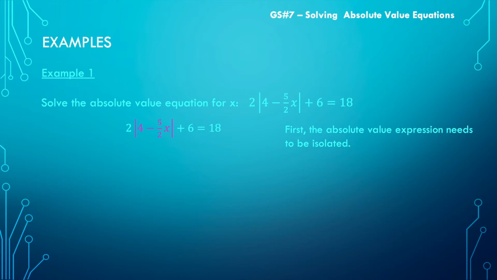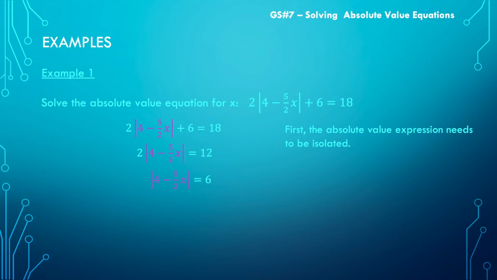So we would employ the skills that we normally do. We would get rid of that 6 first and the 2 second. So we would subtract 6 from both sides, and that would give us 2 times the absolute value of 4 minus 5 halves x is equal to 12. And then we would divide out the 2. So we would have the absolute value of 4 minus 5 halves x is equal to 6.